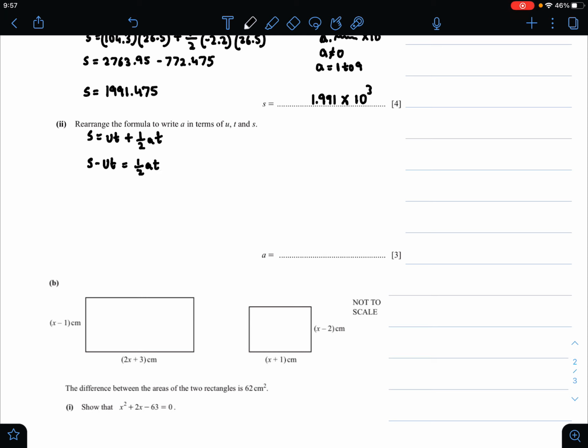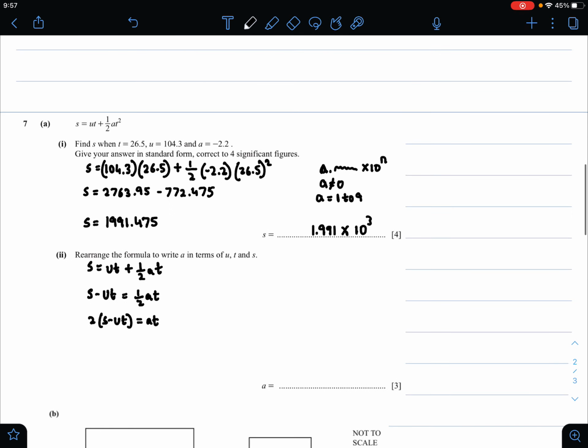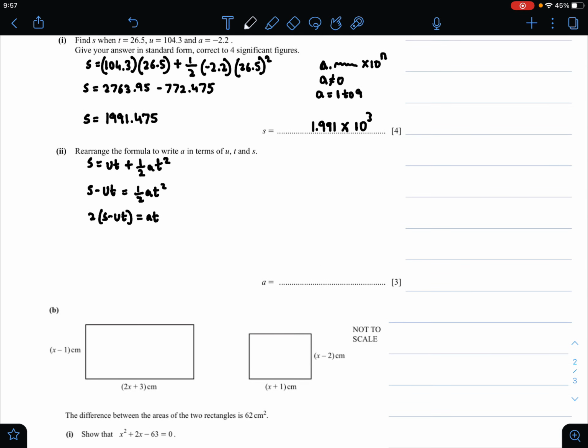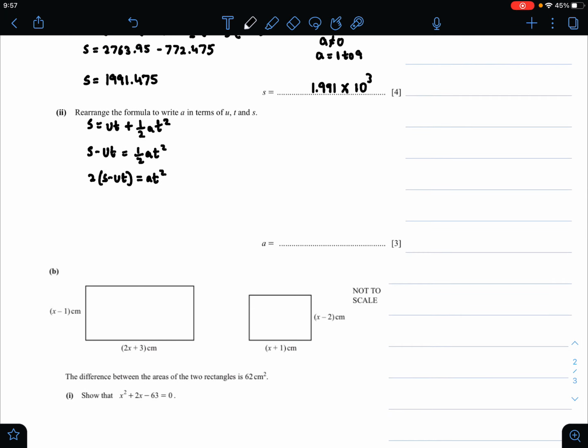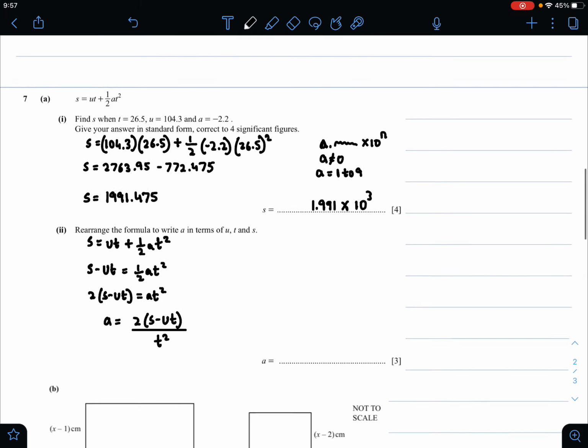Now we can take half to the other side, it will become multiplied by 2. So 2 times s minus ut is equal to at, my bad, it's at square. So we can take t square to the other side of the equation now. So therefore your final answer will be a is equal to 2 times s minus ut, the whole thing, divided by t square. And that will be your final answer for A part 2 of this question.